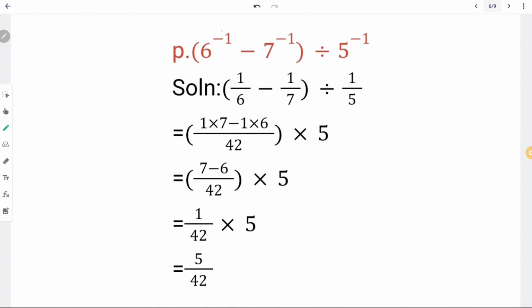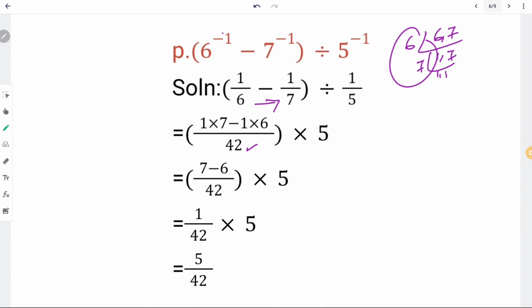Let's do one last one more. Once again, negative powers are here. Minus 1, minus 1. Let's change it to positive. So 1 by 6 and then 1 by 7. Let's find the LCM of 6 and 7. But once again, 6 and 7 have no common factor, right? So 6 1 is 6, and then 7 1 time. So the LCM will be 42 itself.